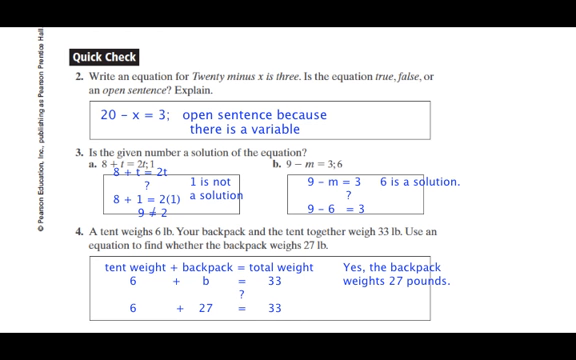For part B, we have 9 minus m equals 3. They're wanting to know if 6 is a solution. Substitute in 6 for m. 9 minus 6, does it equal 3? Yes, it does equal 3, so 6 is a solution.